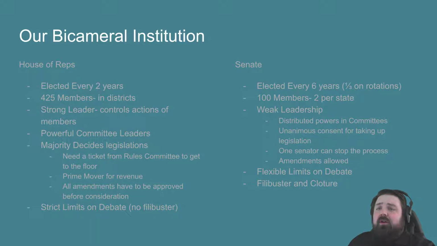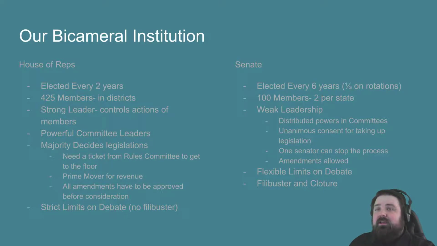But these districts are created, and there's only 435 of them, and they are distributed based on populations within the states. Now, once you get into the House of Representatives, you'll find that there's a very hierarchical style of leadership, right? They have very strong leaders in the House.